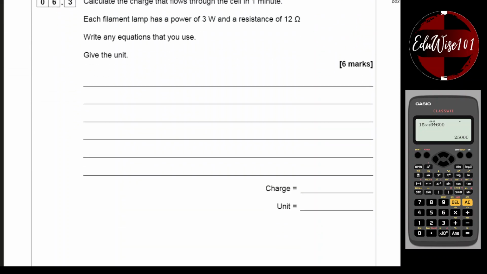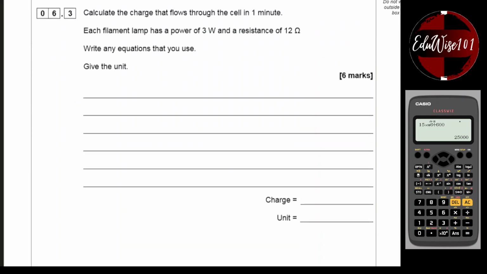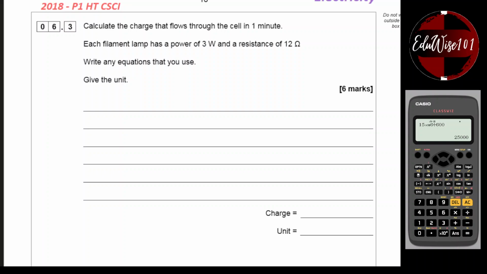Question 6.3. Now this is a 6-mark question. It's a really nice question because it's just calculation for 6 marks. Remember, your paper is out of 70 marks. So this 6 marks is going to give you nearly 7 marks would be 10%. So you're going to get at least 8% of the total marks available if you get this question right.